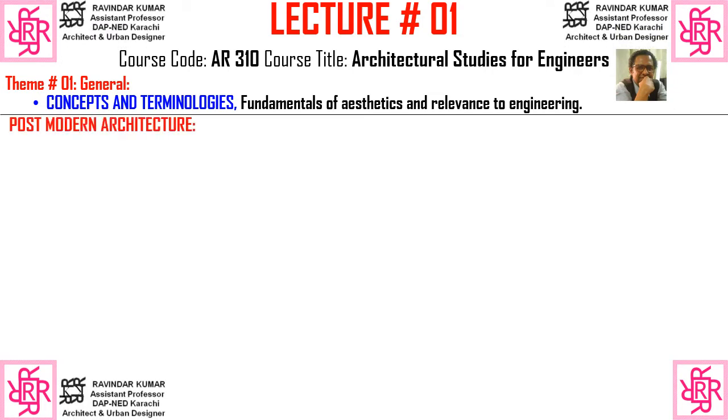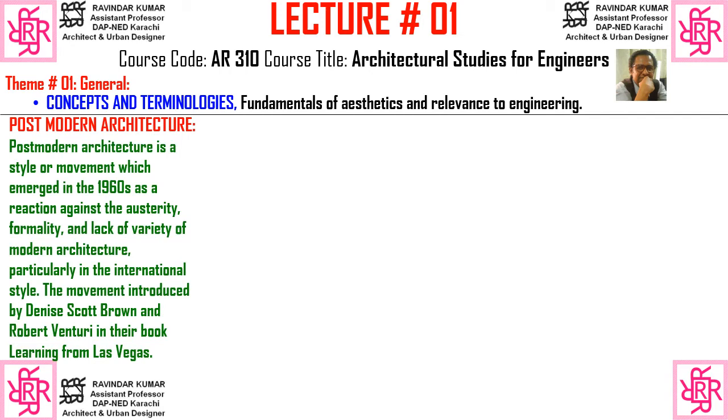Postmodern architecture. Postmodern architecture is a style or movement which emerged in the 1960s as a reaction against the austerity, formality, and lack of variety of modern architecture, particularly in the international style. The movement was introduced by Denise Scott Brown and Robert Venturi in their book Learning from Las Vegas.